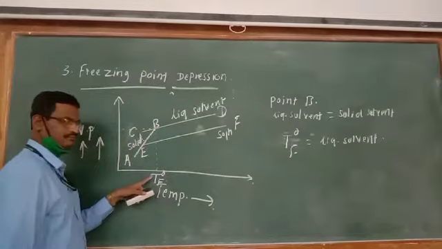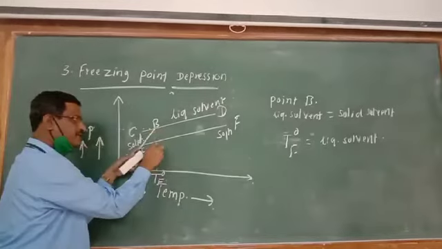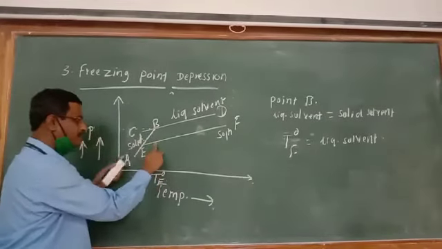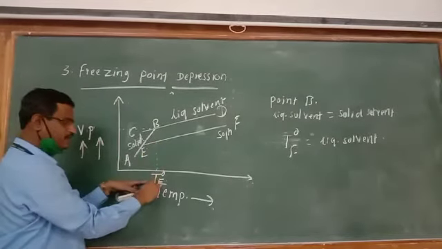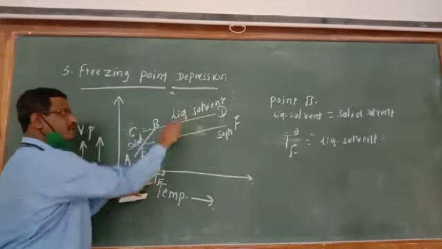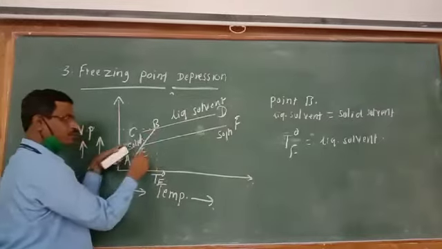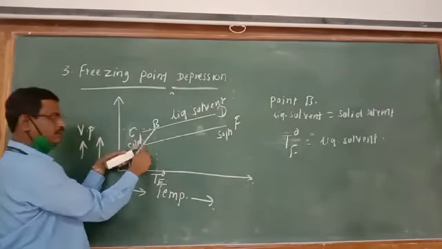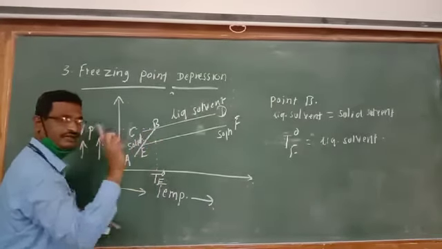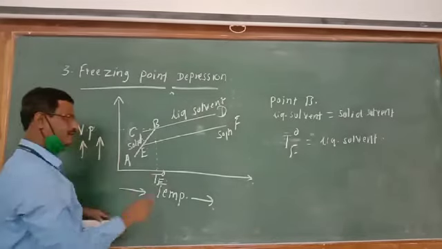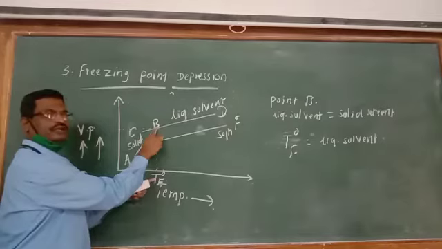At the same time, this is EF. EF is the curve of the solution. Is this curve EF at temperature T0F intersecting AB? No. Here at temperature T0F, only the liquid solvent is intersecting the solid solvent curve, but the liquid solution curve is not intersecting the solid solvent curve at this temperature. At this point, no intersection takes place. It means that T0F is the freezing point of only the liquid solvent, not the solution.